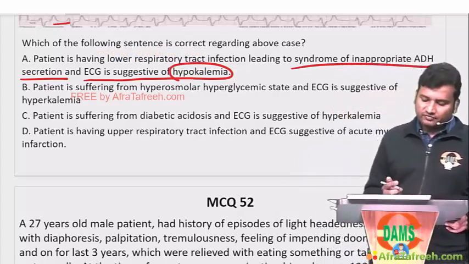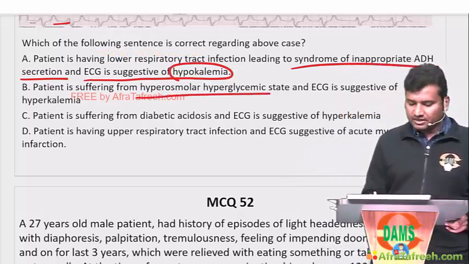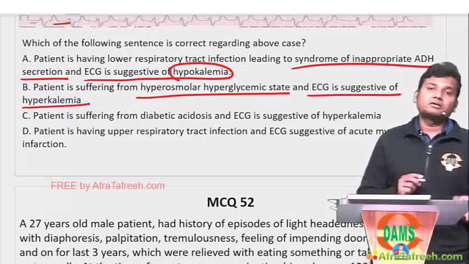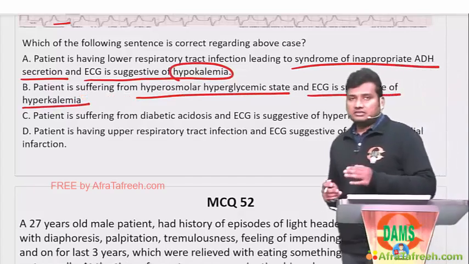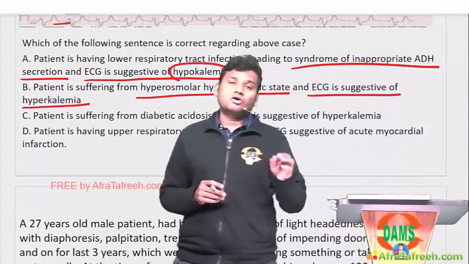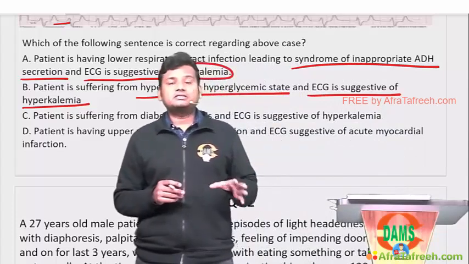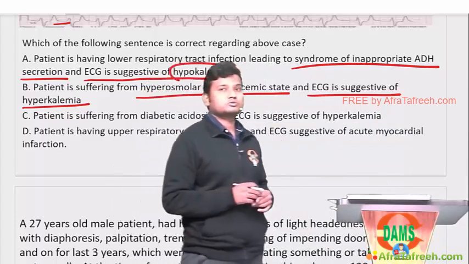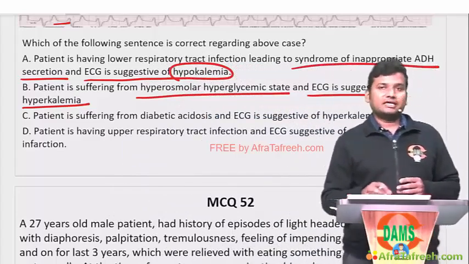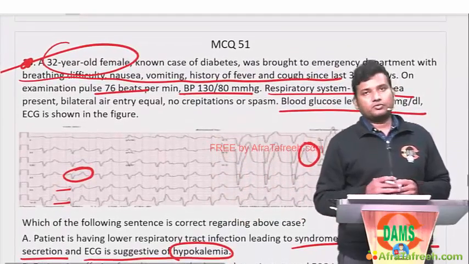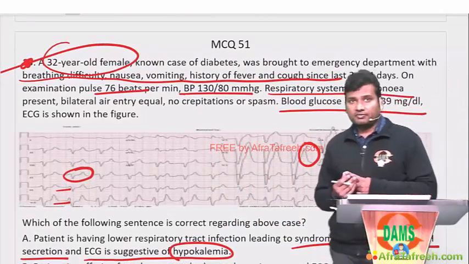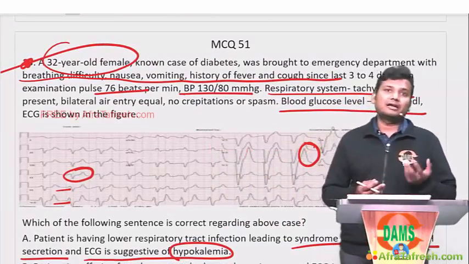Patient is suffering from hyperosmolar hyperglycemic state. ECG suggestive of hyperkalemia. Partially correct. ECG is suggestive of hyperkalemia, but the patient is not a case of hyperosmolar hyperglycemic state. Points against HHS: age of the patient, 32 years. Okay, generally HHS patients are type 2 diabetic patients and these patients are elderly.